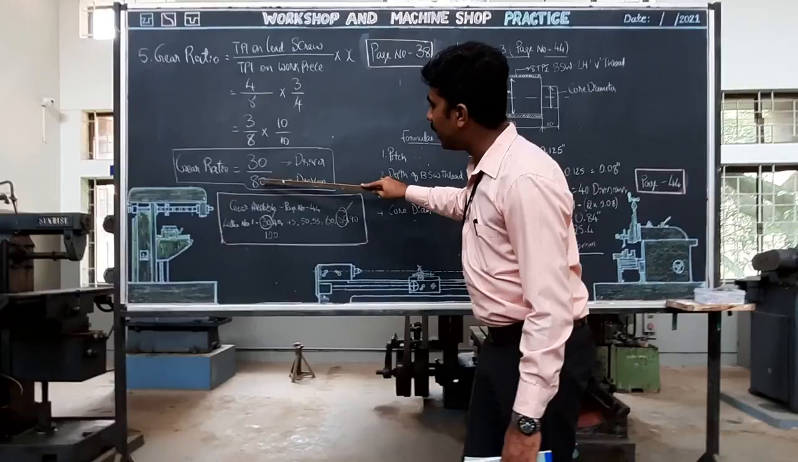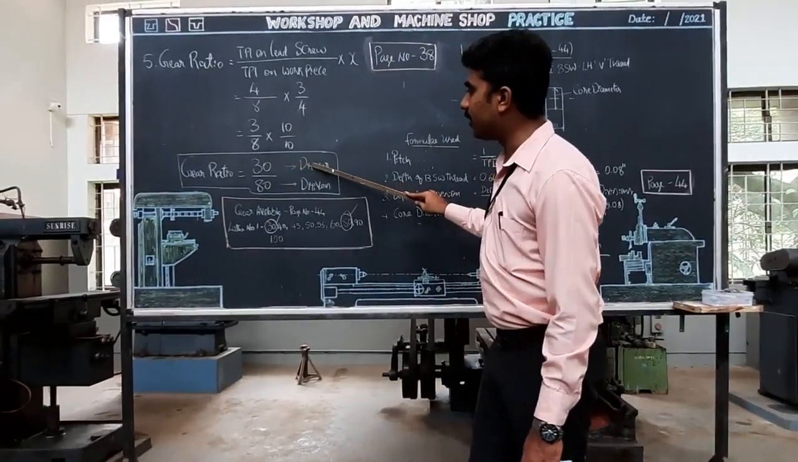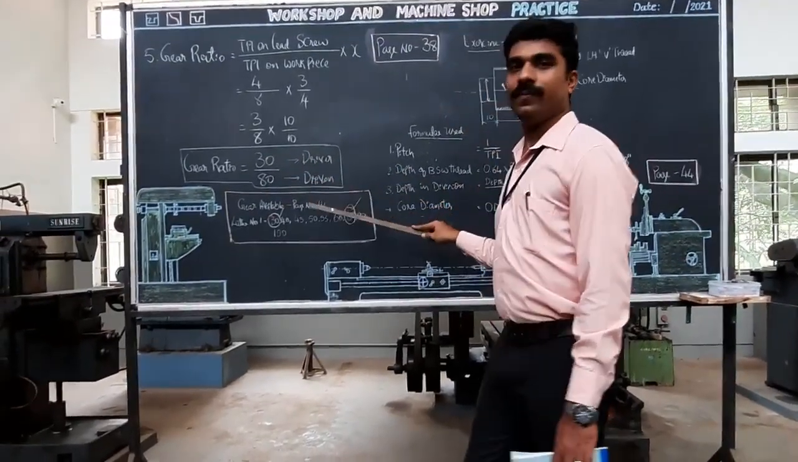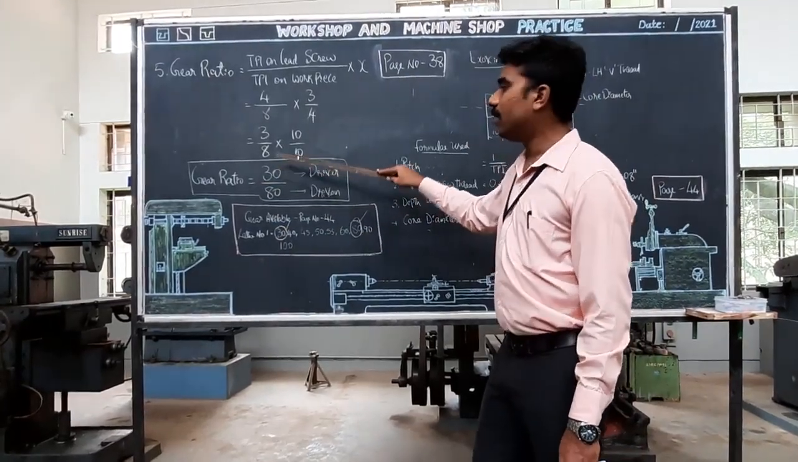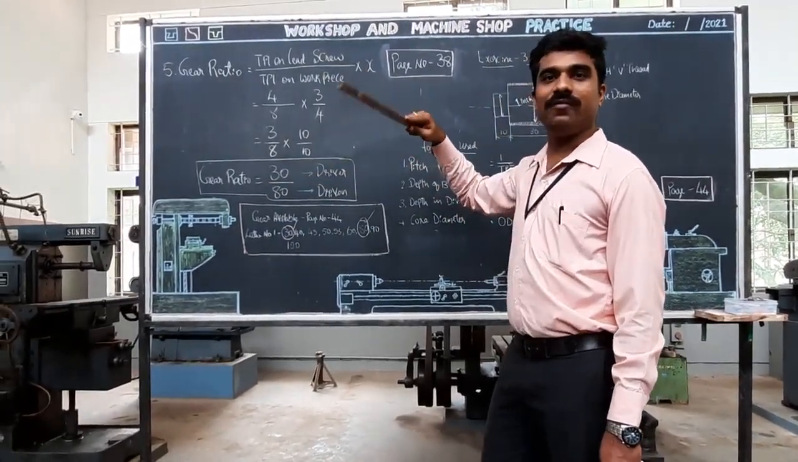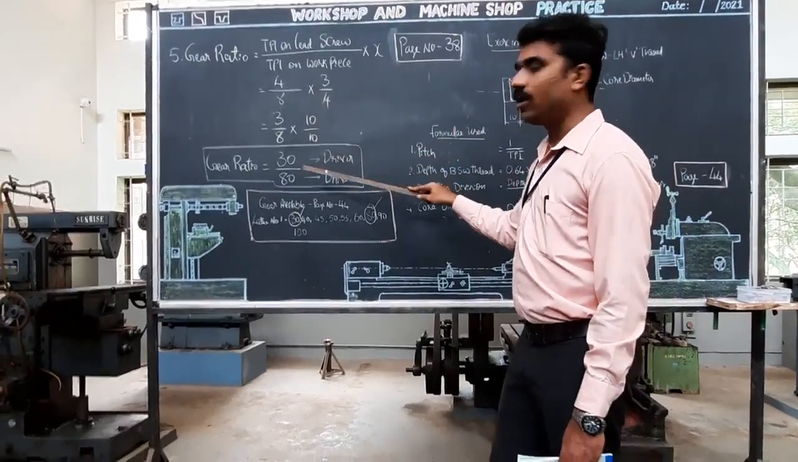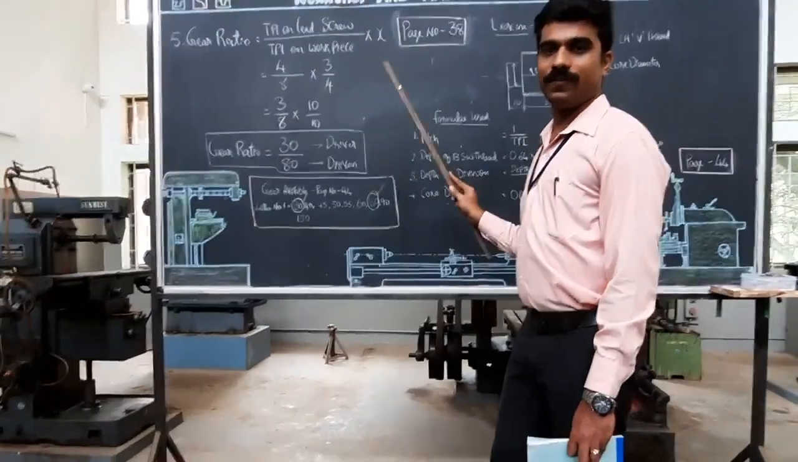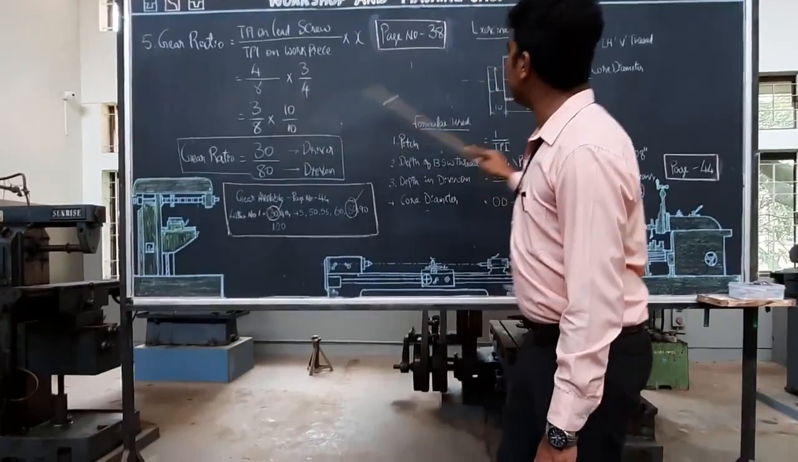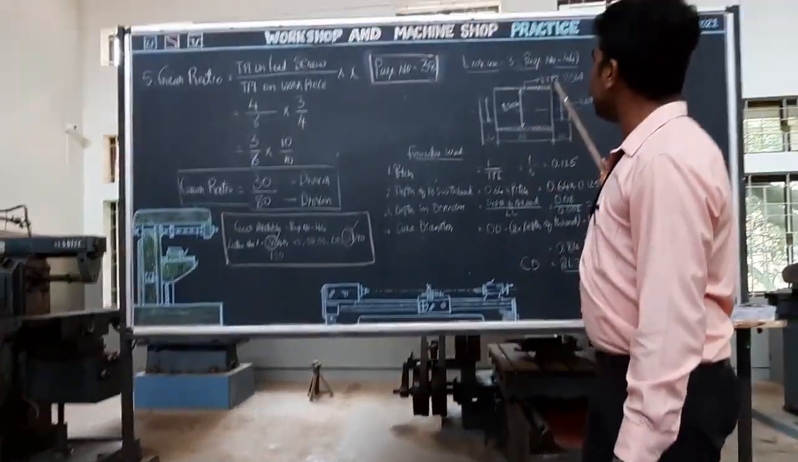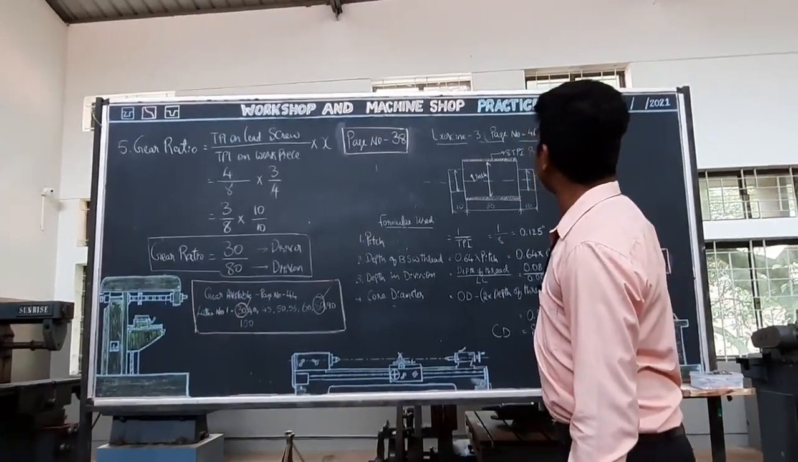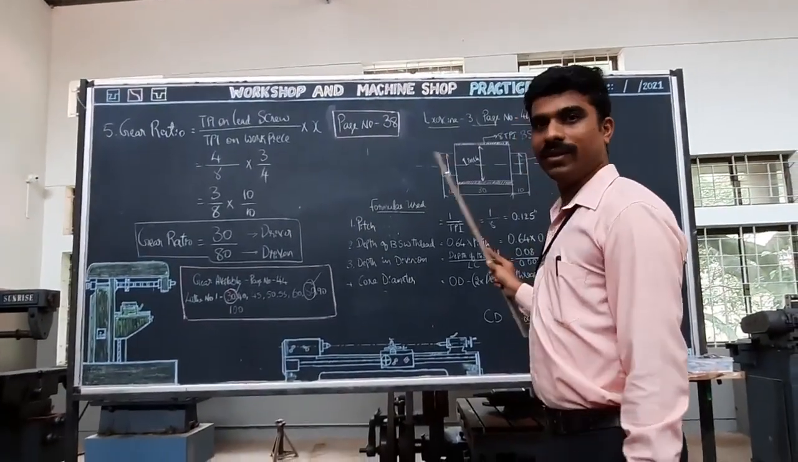Here, 30 by 80 means 30 is the driver and 80 is the driven. You can clearly understand what is 30 and what is 80 when you see the video of thread cutting operations using a lathe. So this completes the calculations of 8 TPI British standard with left hand V thread.